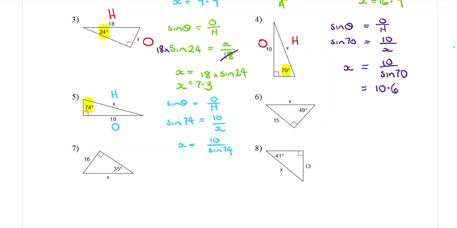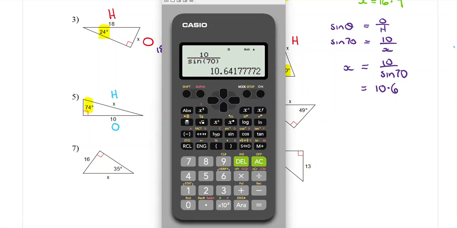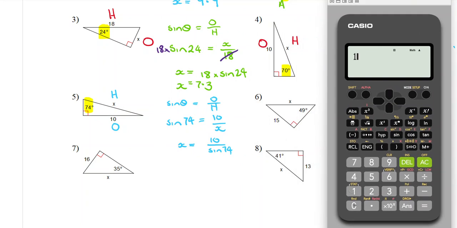And then type in the calculator. And remember to close that bracket so it doesn't give you a math error. So 10 over sine 74, close the bracket, equals 10.4. All right.